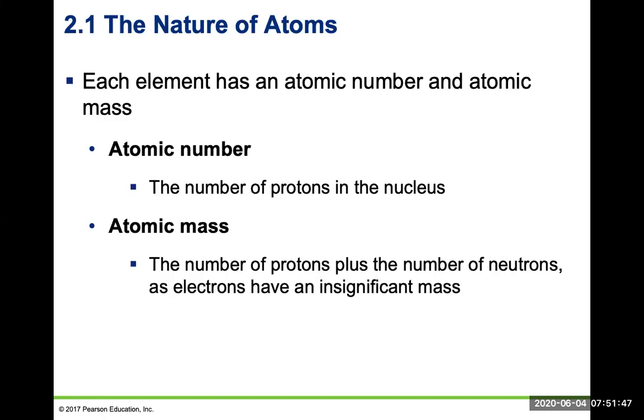The atomic number just refers to the number of protons in the nucleus. For an element to be neutrally charged, meaning it doesn't have a charge, the number of protons always has to equal the number of electrons, because protons are positive and electrons are negative. The atomic mass is the number of protons plus the number of neutrons within the nucleus, because remember from that chart before, protons and neutrons are the ones with the mass. Electrons have a very insignificant mass.